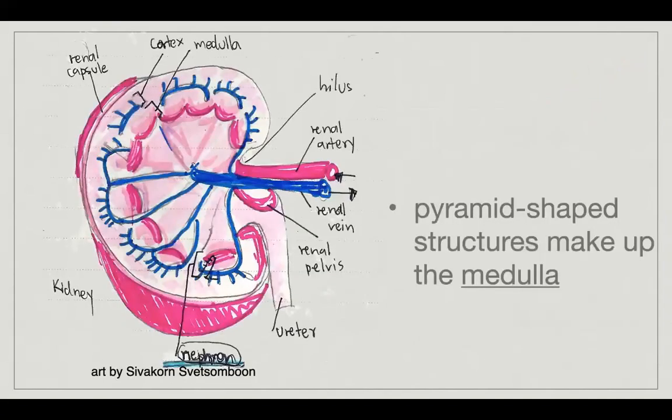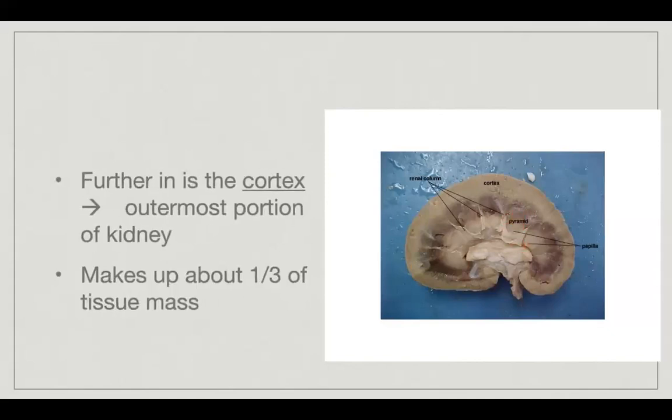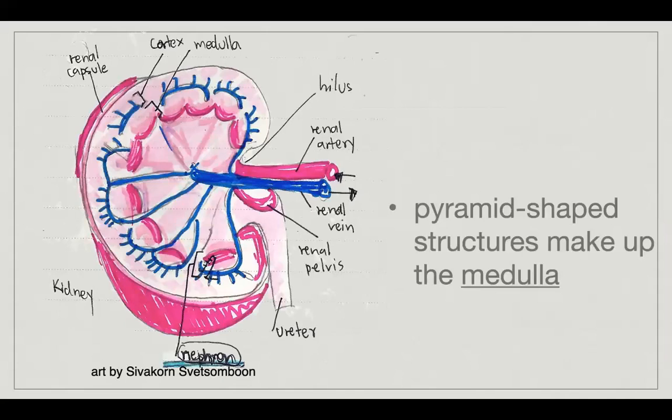All right, so these pyramid-type structures that you see in the middle, just going back to here so you can see what it looks like for real. These sections make up the medulla. Okay, so you've got the cortex around the outside, the renal capsule on the outside surrounding it, and then the medulla on the inside.